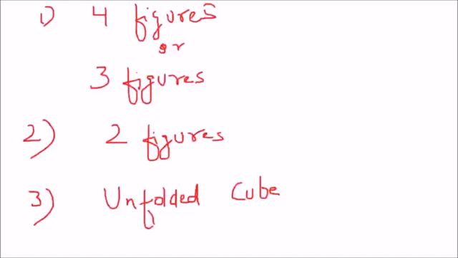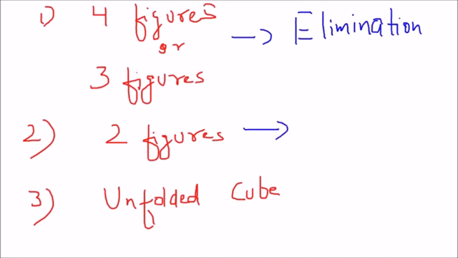So the first type we're going to solve using the elimination method. Whether you're given 4 figures or 3 figures, we're going to use this elimination method for this type. And in the questions when you're given only 2 figures, we're going to use the orientation method. I'll tell you in the coming video. And for the unfolded cube one, we're going to use a special trick, as I'm going to discuss now. So let's start with the first type of questions.